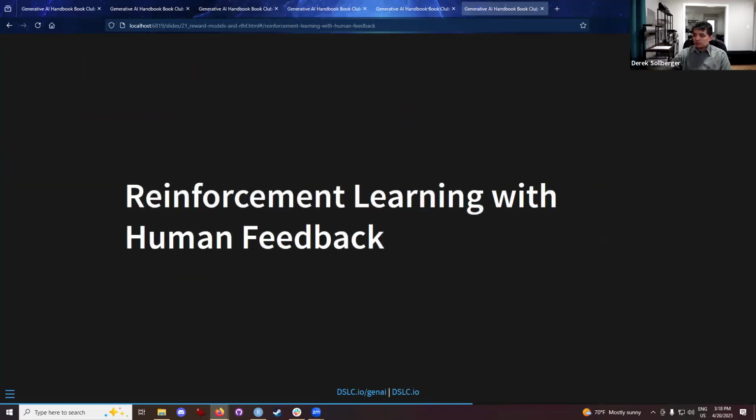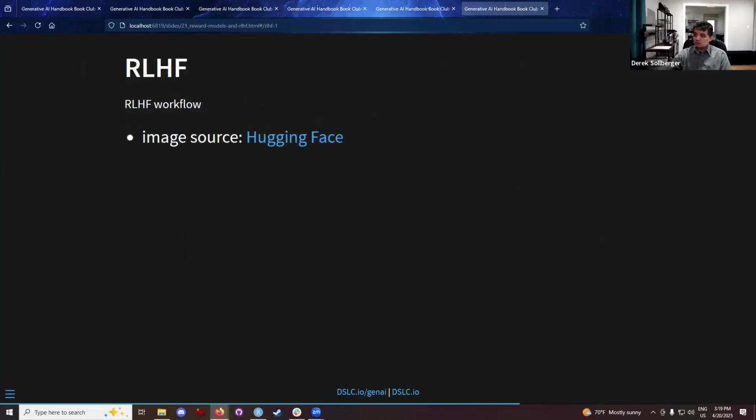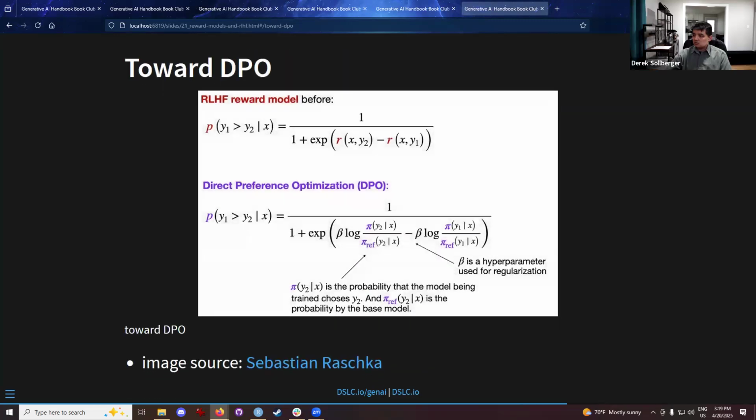So then reinforcement learning with human feedback, RLHF. Once again, apologies. I had pictures on many of these slides. And the thing is, if I go into the images folder, there's 100 images in there. It would take me a while to find it. Anyway, we're moving towards a notion called direct preference optimization.